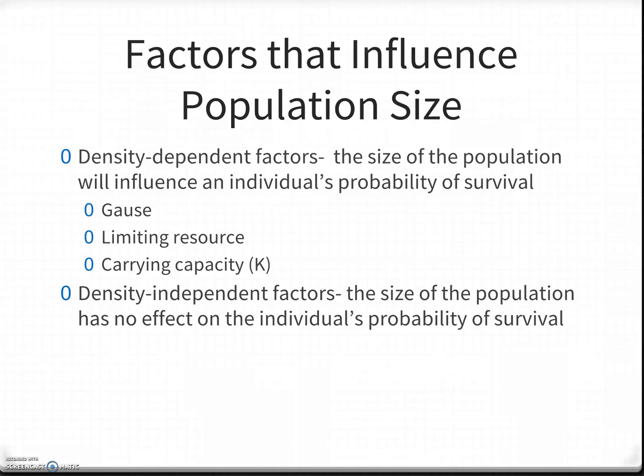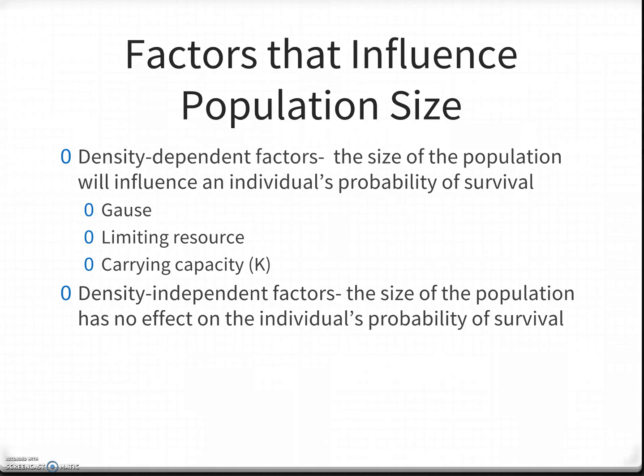Factors that influence population size. We have density-dependent factors and we have density-independent factors. So density-dependent factors influence an individual's probability of survival and reproduction in a manner that depends on the size of the population. So we have a small population and scarce food supply.